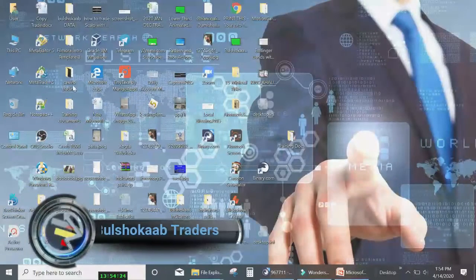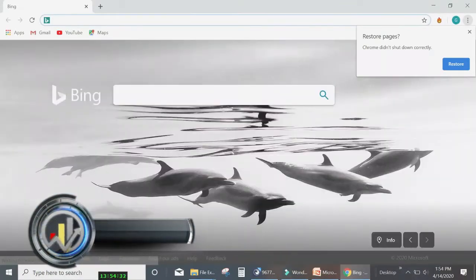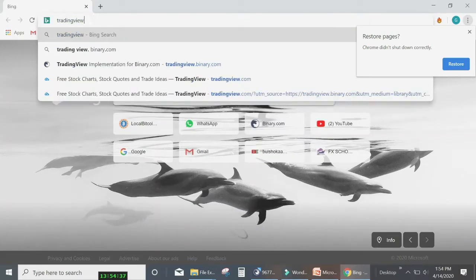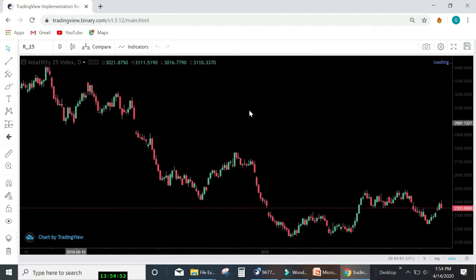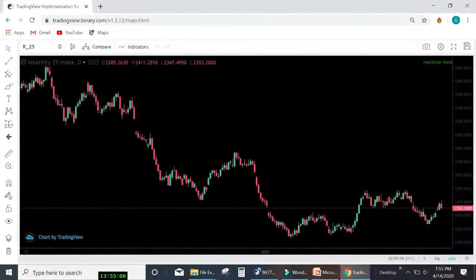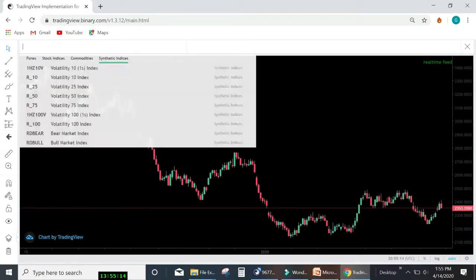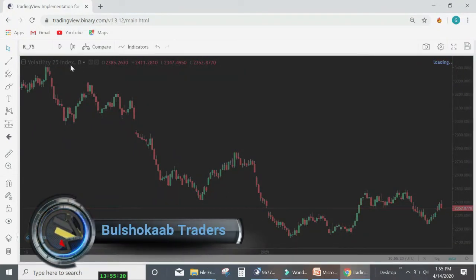For example, let me show you on my chart. Type in the address there, as you see, tradingview.binary.com, and then when we get the chart, we have to change the VIX into 75 or R75. Here the V stands for volatility, but in trading we use the R, so we will use VIX 75, or we can write directly 75, and then we will see the volatility 75 index.